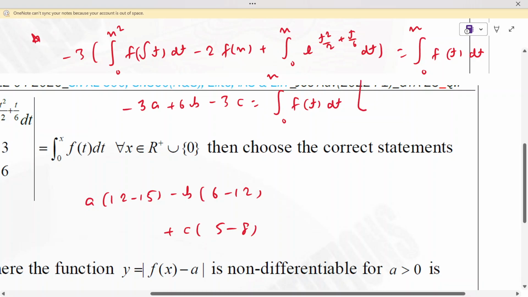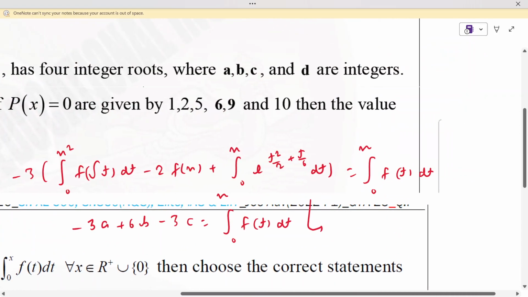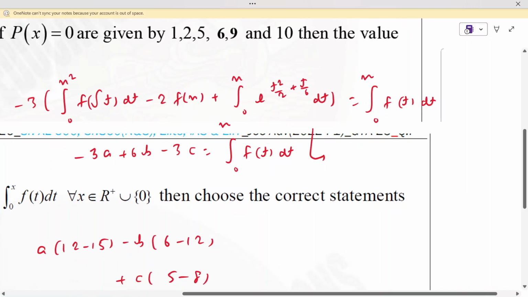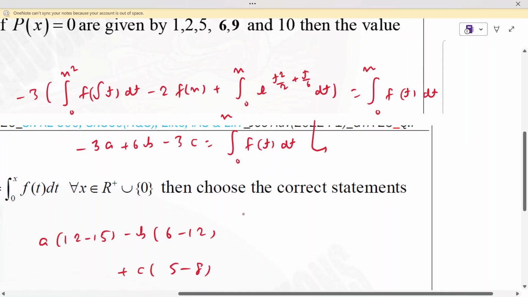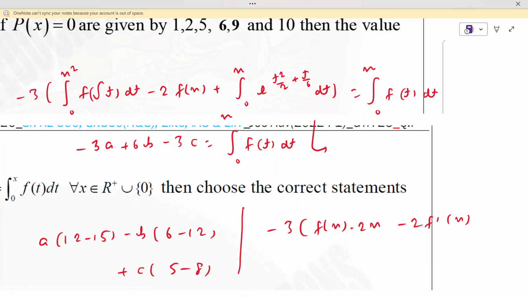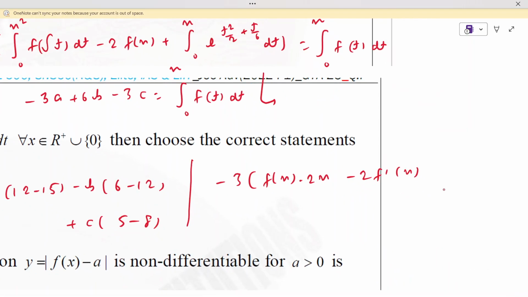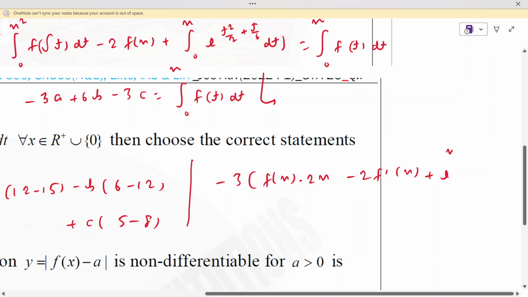So now at this step what to do? Simply apply limits, na? At this step it will be minus 3 times f of x into 2x minus 2 f dash x plus e raised to the power x square by 2 plus x by 6. And that should be equal to f of x, na?